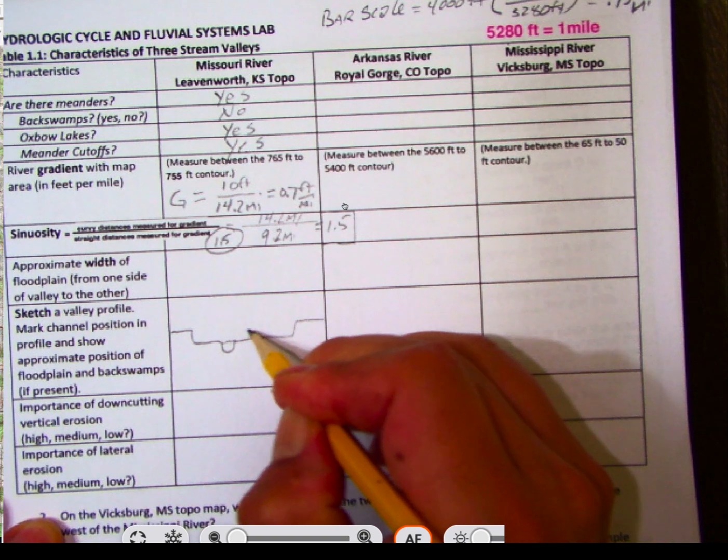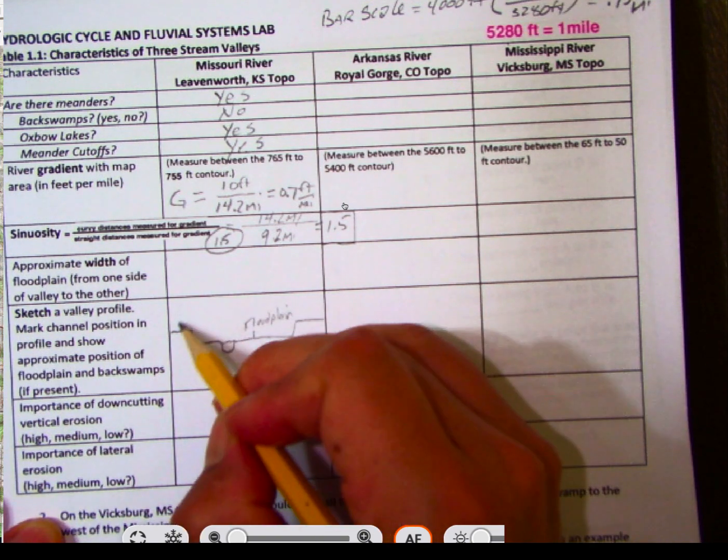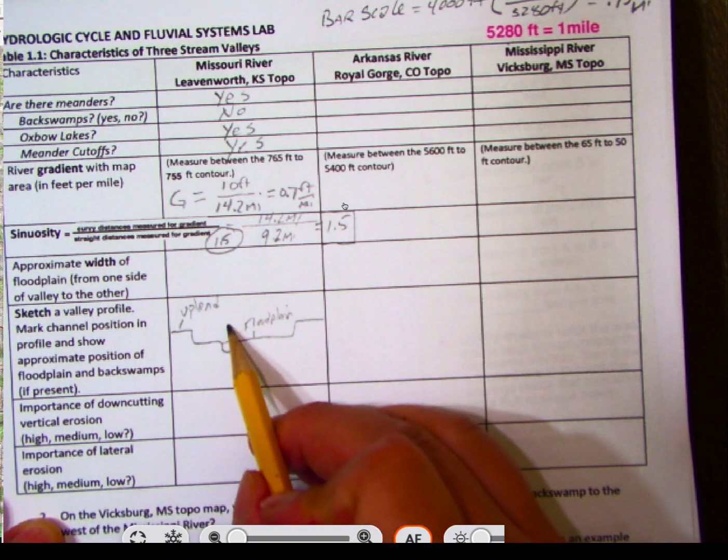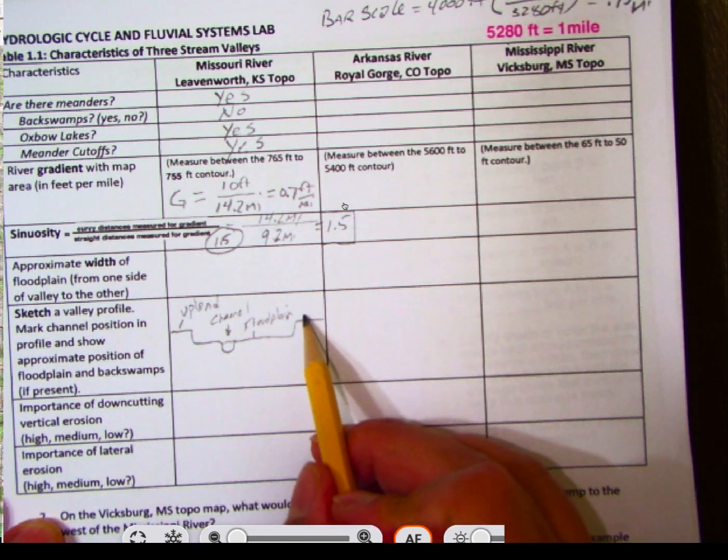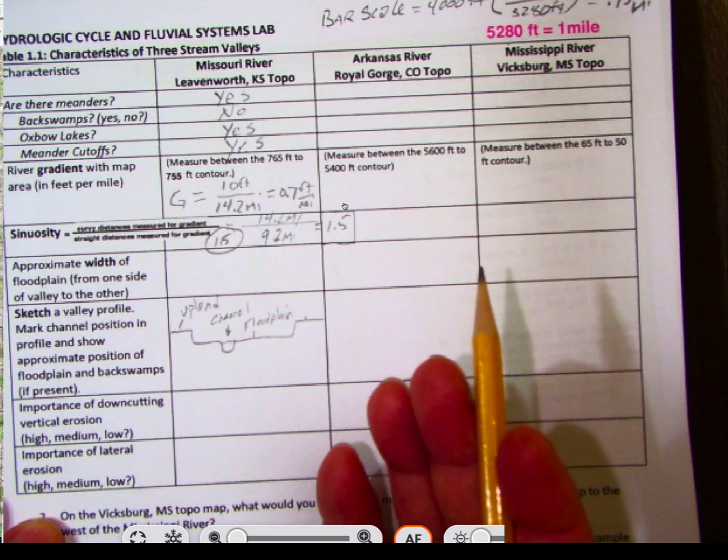And this region here would be the floodplain. This would be the upland. And then here is our channel. So those are all components that you need to write down. There's another upland up here. So that's the profile of the valley.